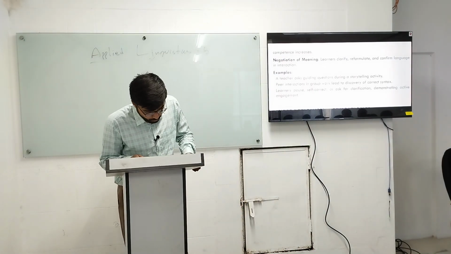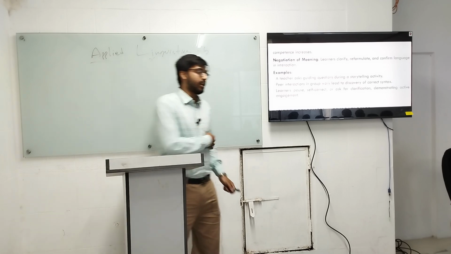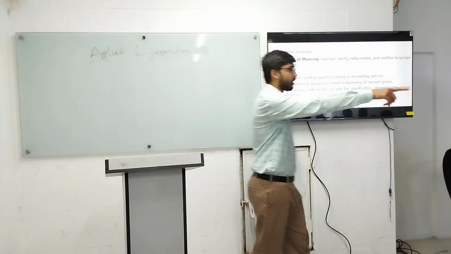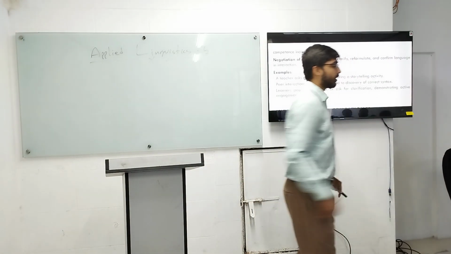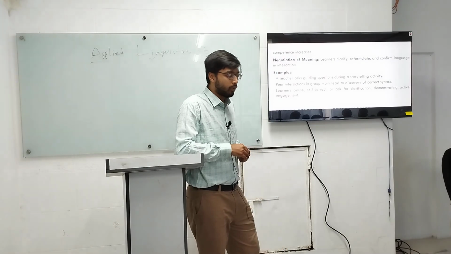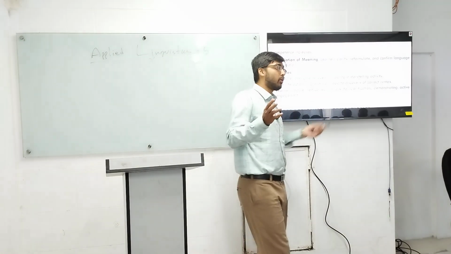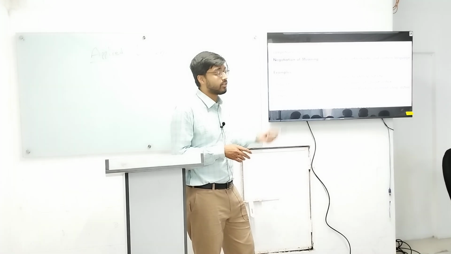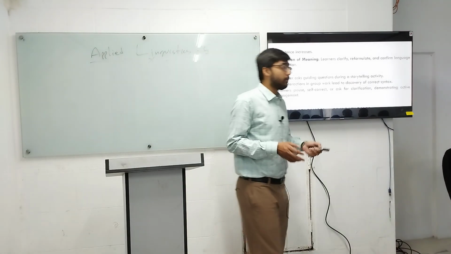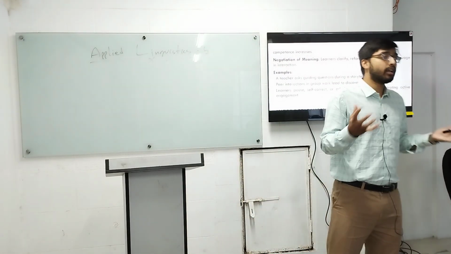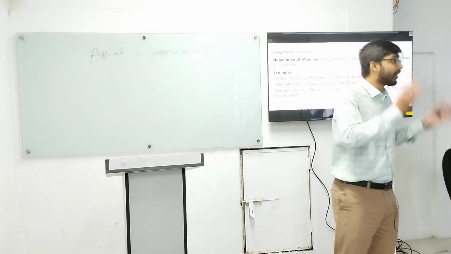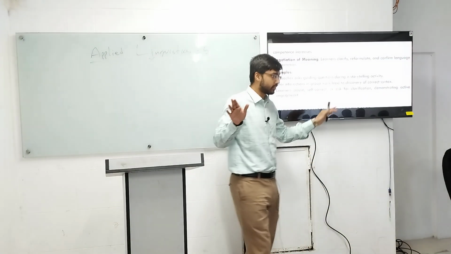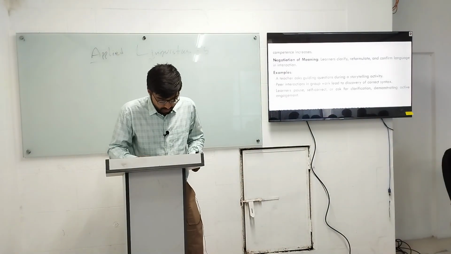Peer interaction in group work leads to discovery of the correct sentence. Yes, maybe Iman and Riyadh could interact with one another, and then Iman does something wrong, and then Riyadh could correct him. Basically, that is how we learn language. We learn the correct form of language. Done? Okay.